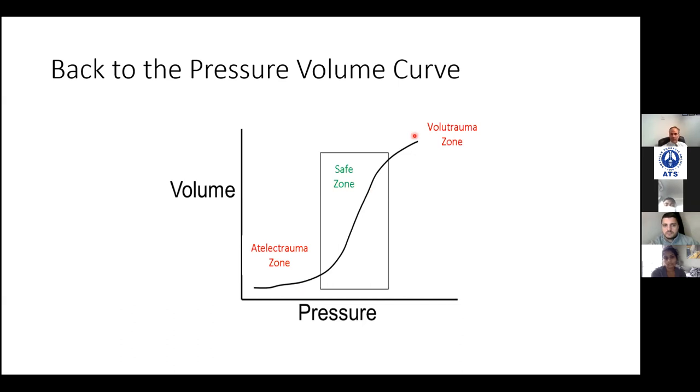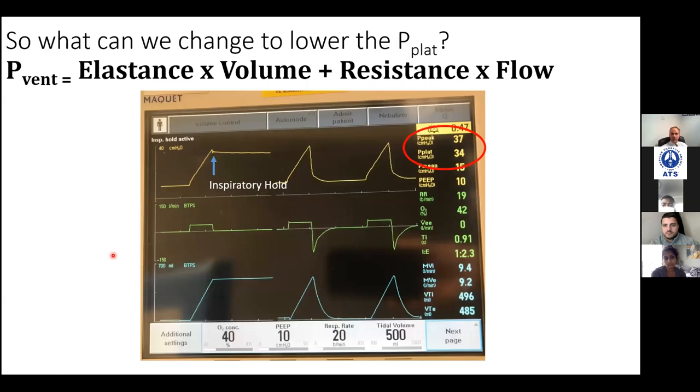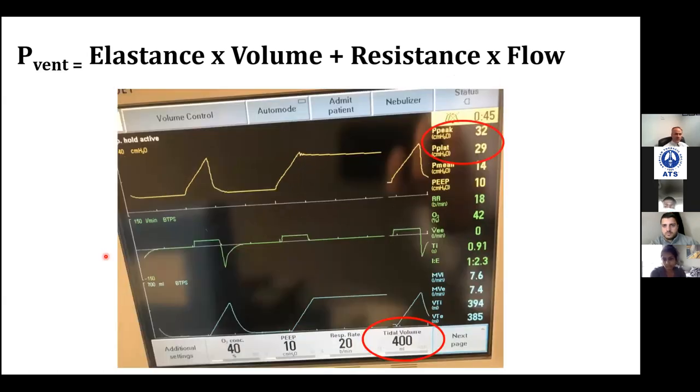So that's good. So here we are back at, what can we do to lower the plateau pressure? You guys already said it, we can lower the tidal volume. Let's try it, let's move down to 400. Okay, so all that changed here is we moved the tidal volume down to 400. What do you see, what changed? Peak and plateau. You like that plateau better?